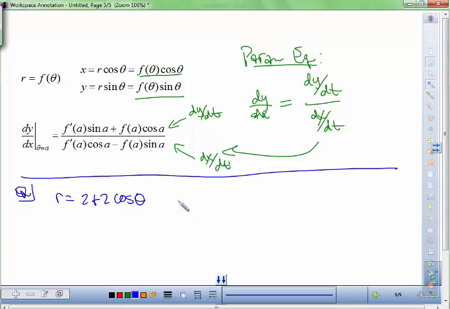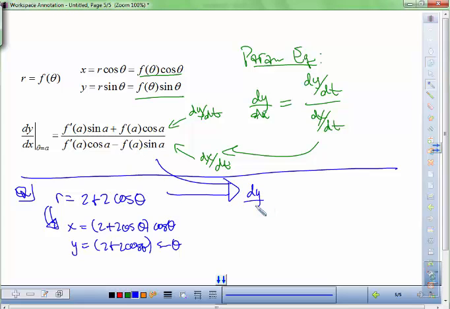All right, so if I go into parametric equations here, my x is going to equal 2 plus 2 cosine theta times cosine theta. My y is going to be 2 plus 2 cosine theta times sine theta. And then I want the derivative of these things. Well, actually, I don't need to take the derivative using the rule, since there's a formula here for me already. Let's just go straight into the formula. dy/dx is going to be the derivative of f, this is f, which is going to be 2 sine theta times sine theta.